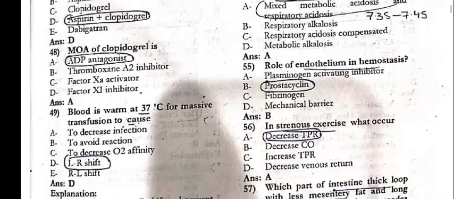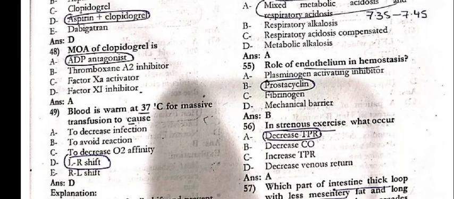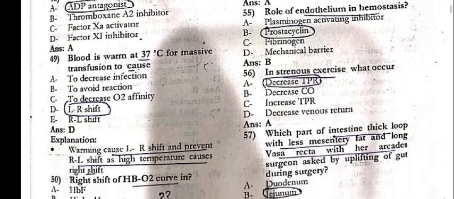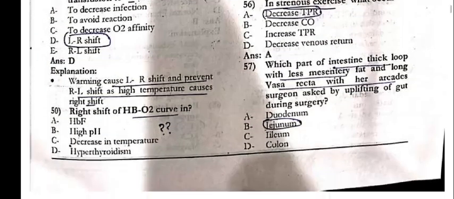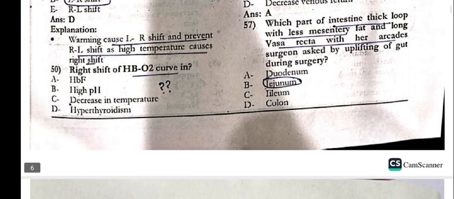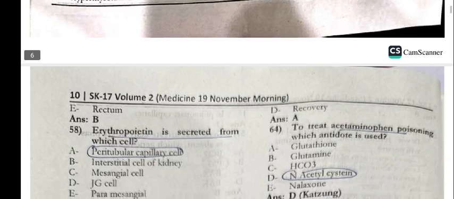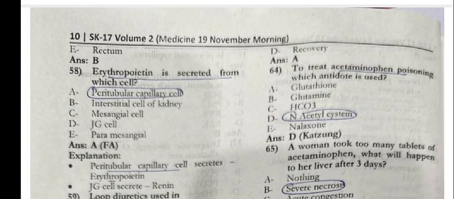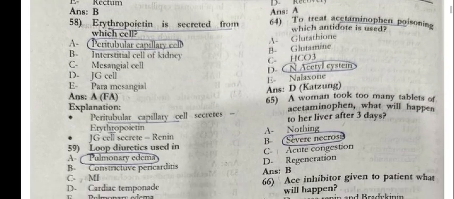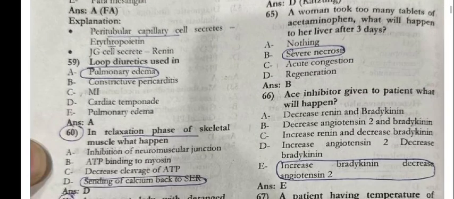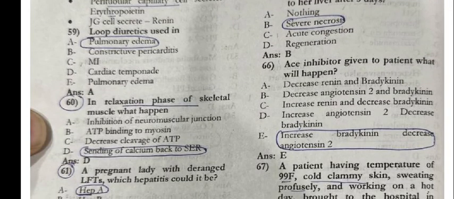In respiratory acidosis, the role of endothelium in hemostasis is the prostacyclin. In strenuous exercise, what occurs? Decreased TPR. What part of the intestine has a thick loop with less mesenteric fat and long vasa recta with fewer arcades? The surgeon asked while uplifting the gut during surgery, that is the jejunum. Next, erythropoietin is secreted from which cell? The peritubular capillary cell. 59, loop diuretics are used in pulmonary edema.